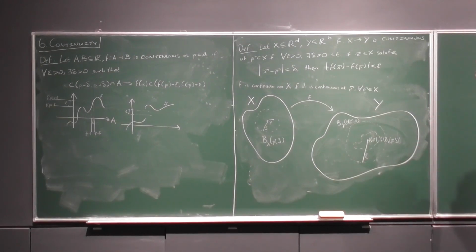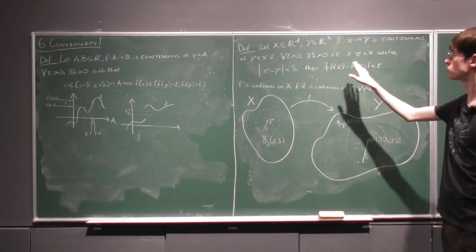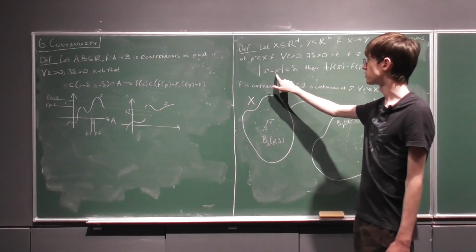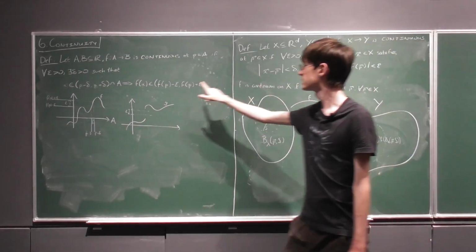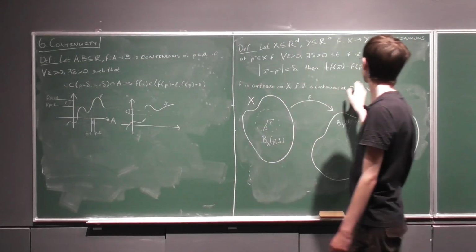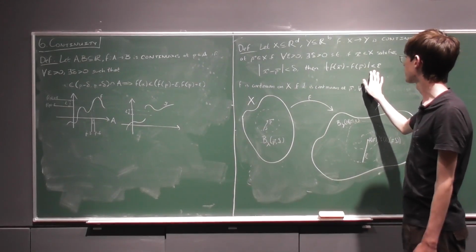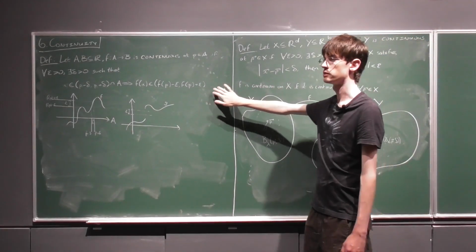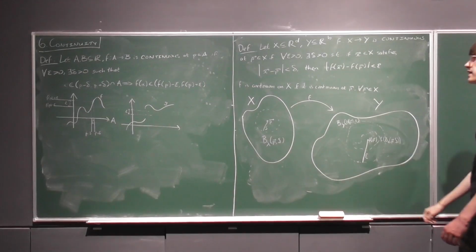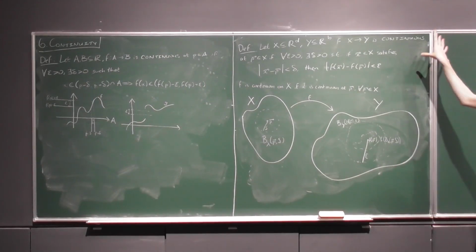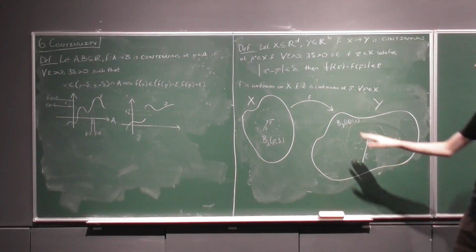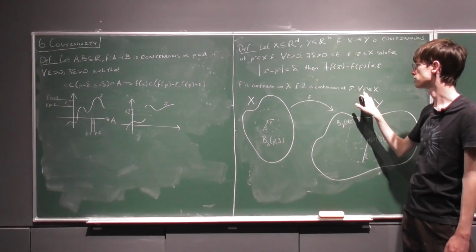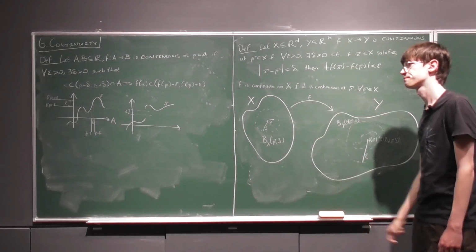So when the dimensions are 1 in X and Y, this just means that we're plusing or minusing a delta from p, and here we're plusing or minusing an epsilon from f of p. So it's the same thing. This is just the generalized version. And again, if f is continuous at every point within X, we say it's continuous on X.